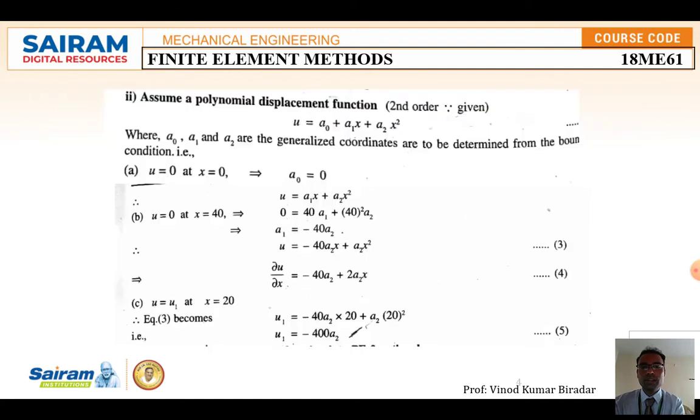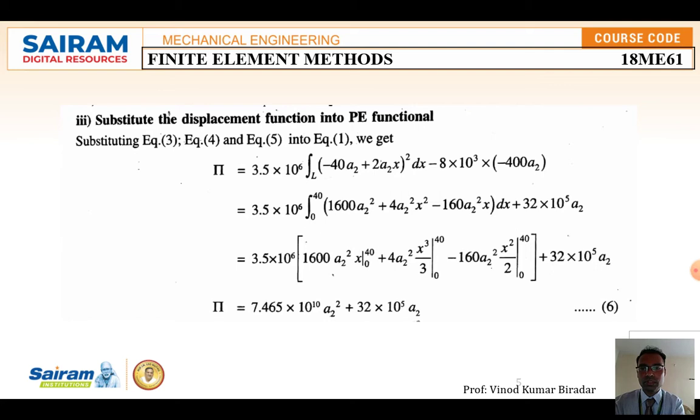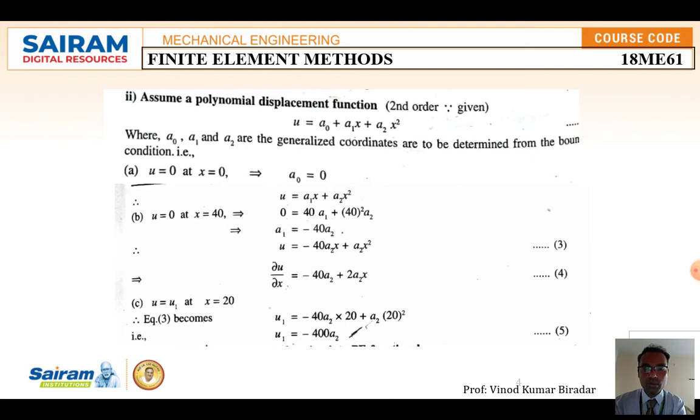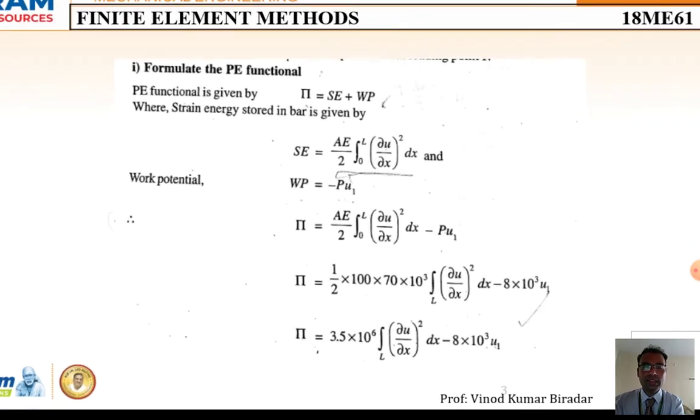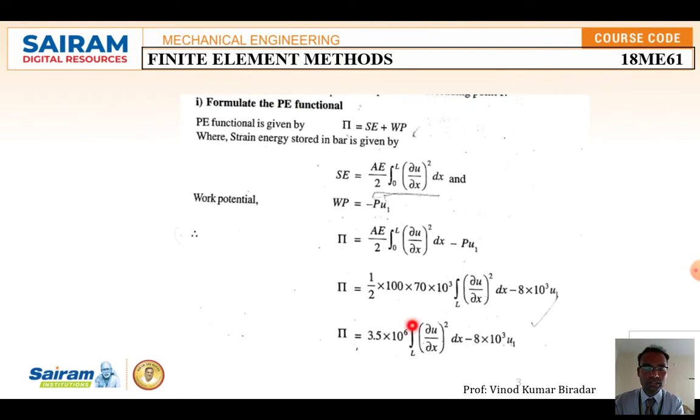Now this u1 equation you substitute in the potential energy function. Substitute all those values in the equation, that is pi is equal to 3.5 into 10 to the power of 6, integral 0 to L, of this dou u by dou x whole square. This dou u by dou x value you have to substitute in this potential energy function equation.